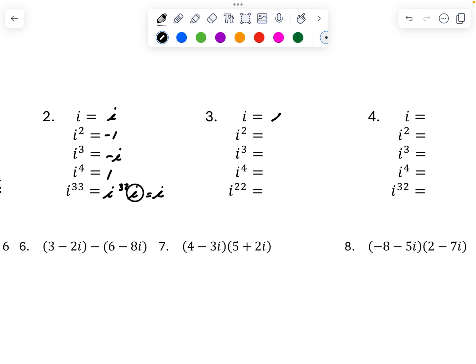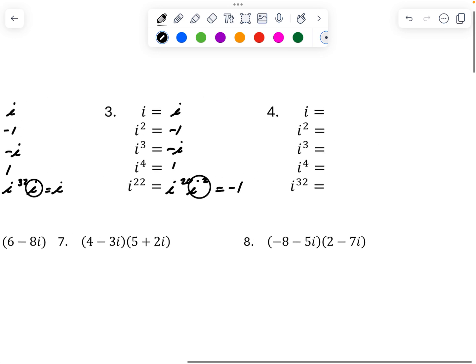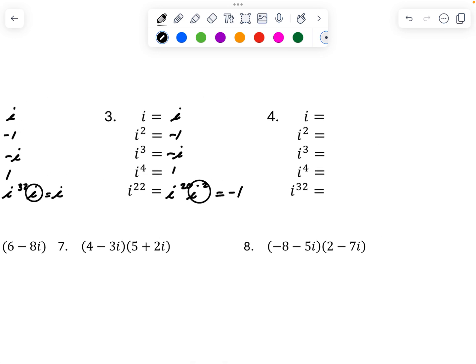Okay, so let's go: i, negative 1, negative i, 1. This is i to the 20th, and i to the 2nd is equal to negative 1. Alrighty. And this one is i, negative 1, negative i, 1, and 32 is divisible by 4, so that's just 1.